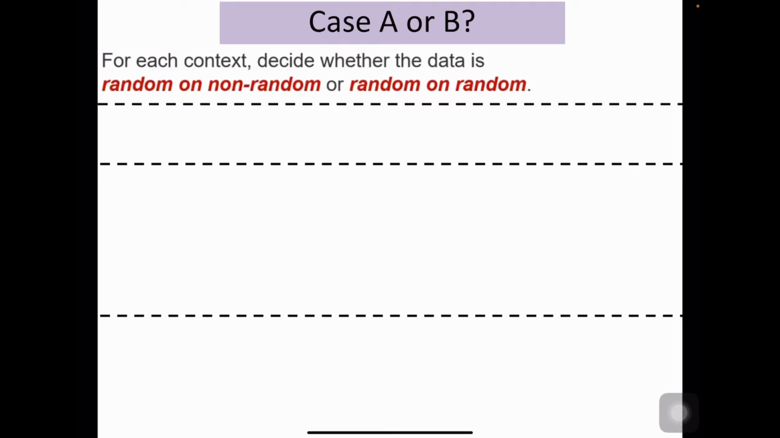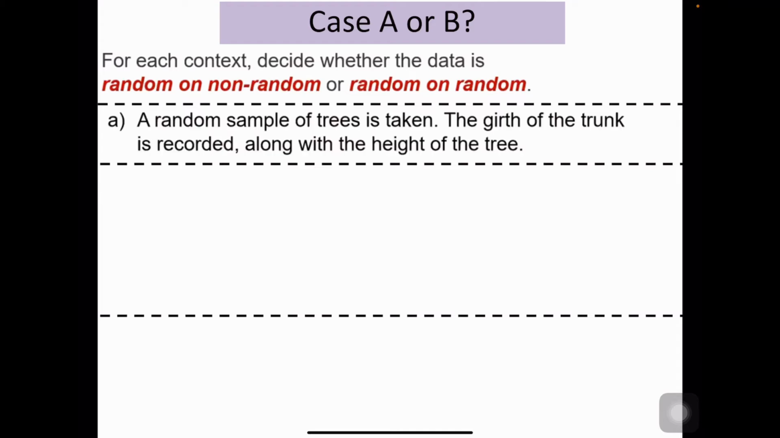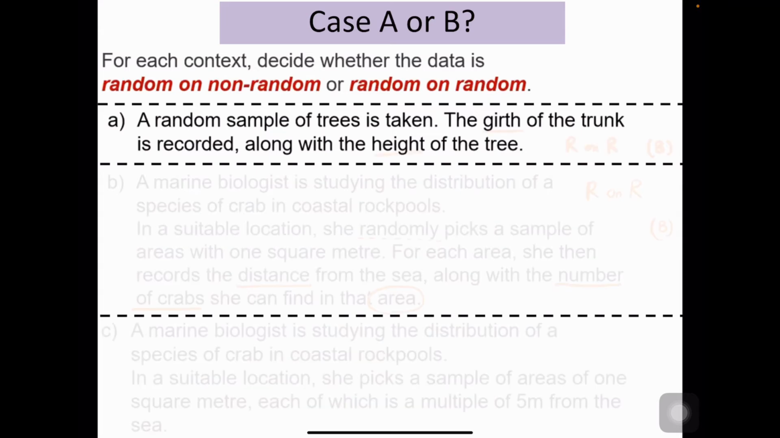So now we've learned what case A and B actually are, we're going to decide whether the data is random on non-random or random on random. I'm going to show you 3 different examples and then we're going to discuss whether it's case A or case B. A random sample of trees is taken, the girth of the trunk is recorded along with the height of the tree. So maybe have a go yourself and in a few seconds I'll discuss what the answer is.